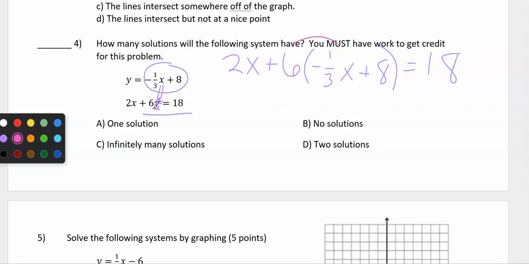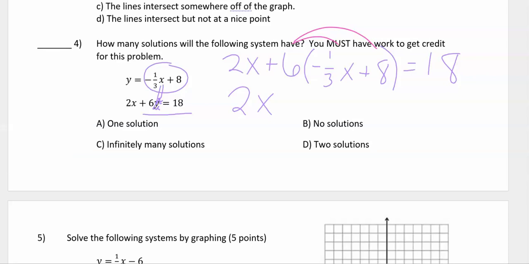This is not ideal because there's a fraction, but I'm just going to go ahead and distribute. So 2x, 6 times negative 1/3. If you have a good calculator, which I've been on you guys to get, it saves you right here because there's a fraction button. If you have a nice calculator, remind me to tell you how to put the fractions in. If you need to do this by hand, you can.